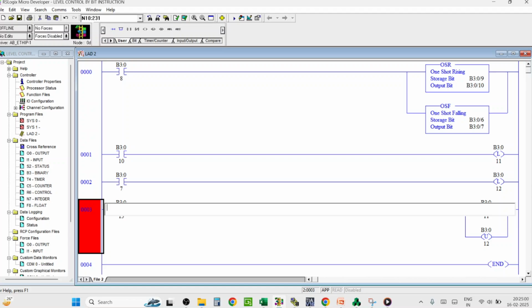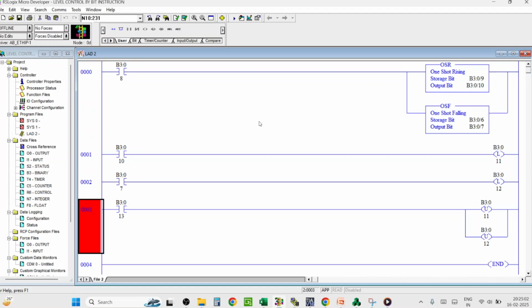Here is the RSLogix 500 software, and I have already connected the MicroLogix 1400 PLC. This is the OSR instruction at the output, and the OSF instruction also at the output. I have kept them in parallel. This is a storage bit; I have given one address to the storage bit of the OSR instruction and another address to the storage bit of the OSF instruction. Now these output bits are bit number 10 and bit number 7: bit number 10 is for the OSR instruction and bit number 7 is for the OSF instruction.